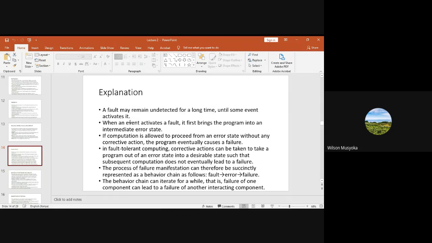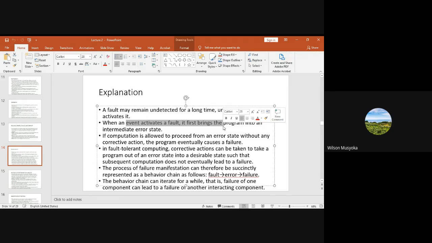Then we move on. A fault may remain undetected for a long time until some event activates it, because you may not have noticed that your formula has a problem until you start calculating the numbers. When an event activates the fault, then it brings the program into an intermediate error state. An intermediate error state is that state whereby it is still performing, but it has not gone on to a failure. So if a computation is allowed to proceed from an error state without any corrective action, then the program eventually causes a failure.